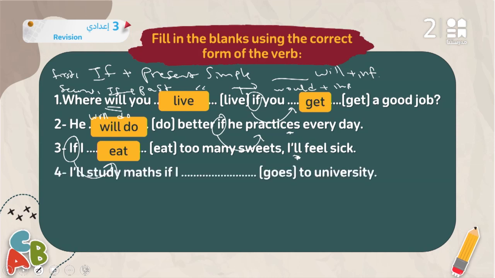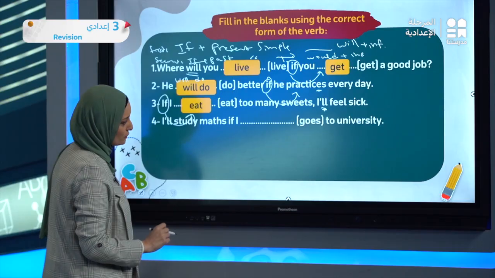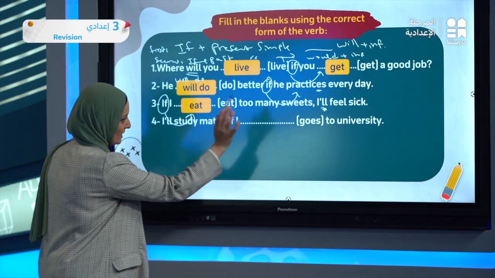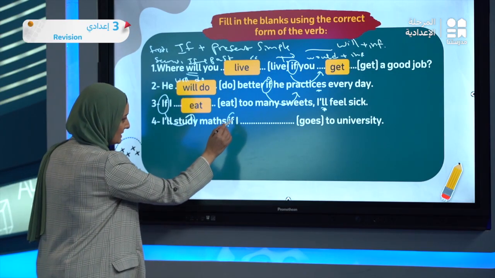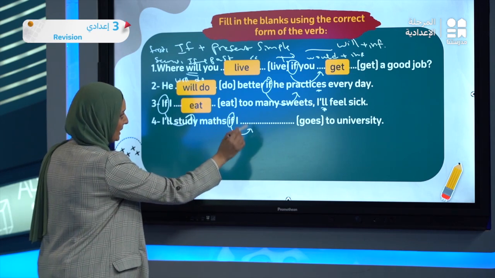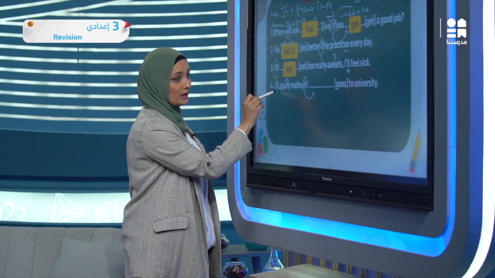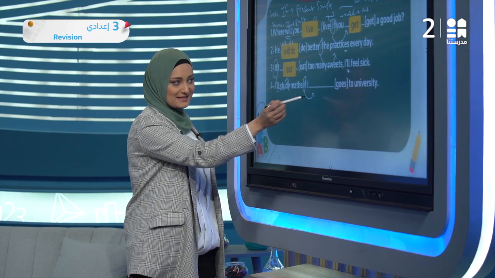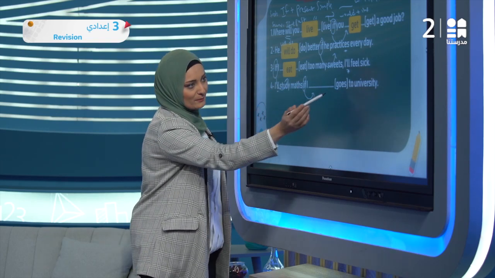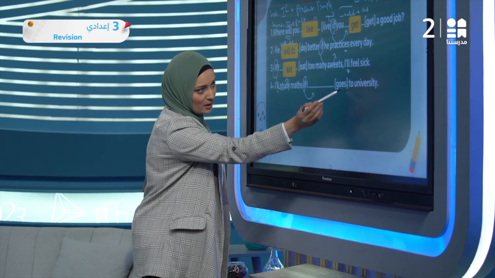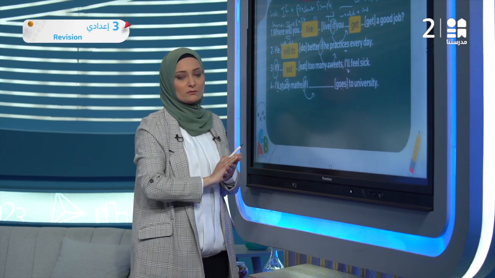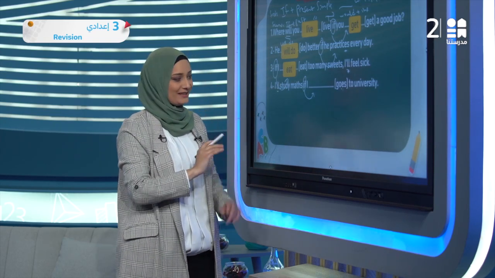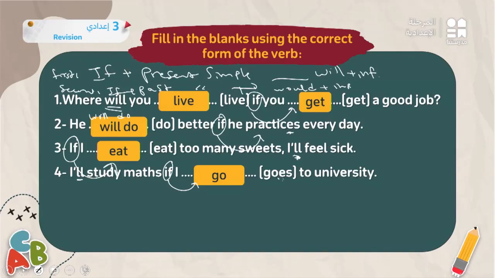I'll study math if I goes to university. ده between brackets طبعا it's a mistake. عندي if اللي بعدها المفروض تبقى هنا عندي will، يبقى هنا تبقى present simple. هل ال present simple مع I ينفع تبقى goes؟ لا، I بتاخد go في ال present simple بدون أي إضافات، الverb بدون أي إضافات. So if I go.